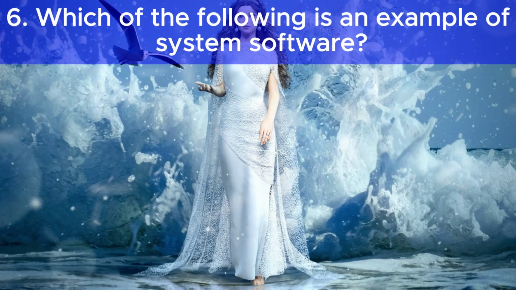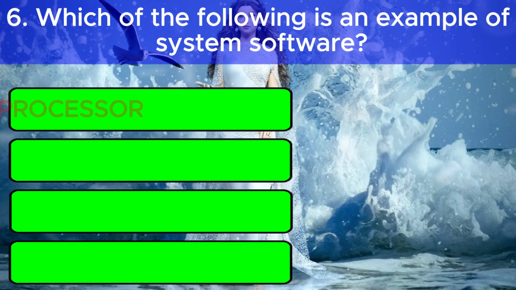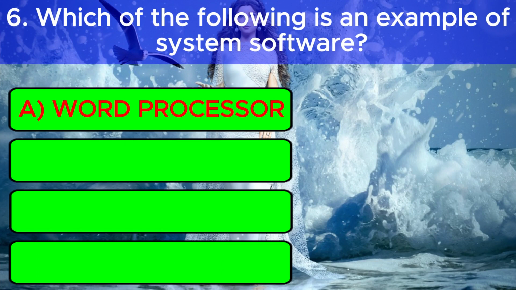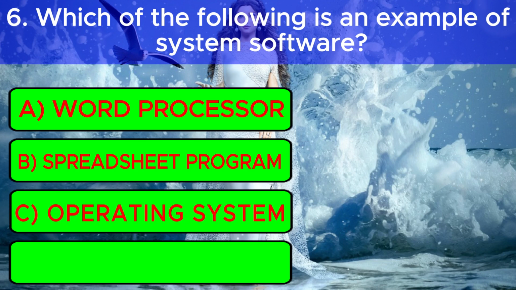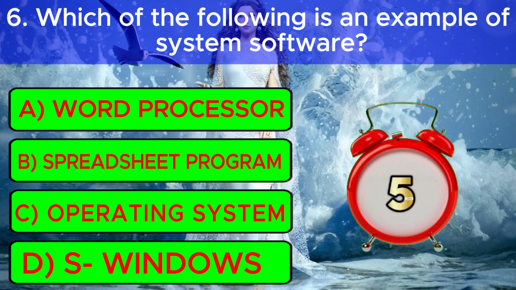Question number 6. Which of the following is an example of system software? A. Word processor. B. Spreadsheet program. C. Operating system. D. Windows.